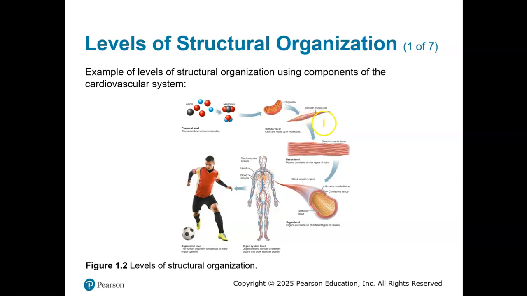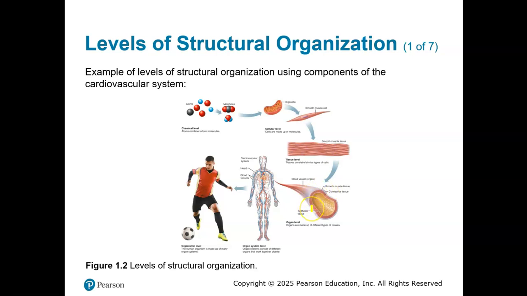And then groups of cells together can form a tissue. So what we're looking at next is smooth muscle tissue. And then different tissue types can form an organ. This organ is a blood vessel, and it's composed of inside lining and outside lining, which is epithelial tissue. And then there's a connective tissue in between the linings and the smooth muscle layer.